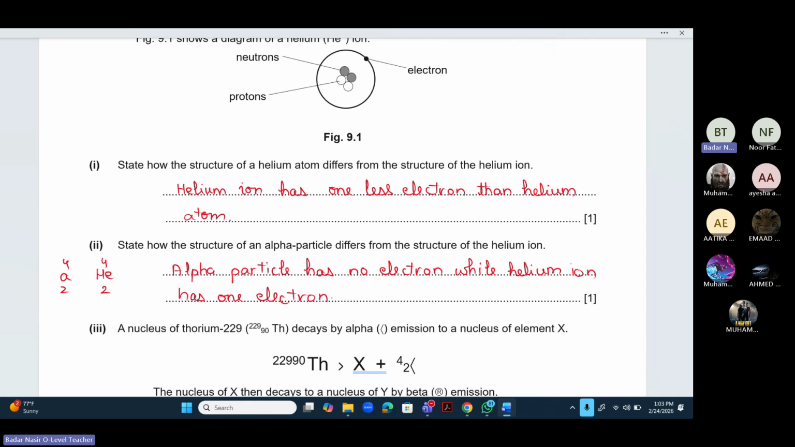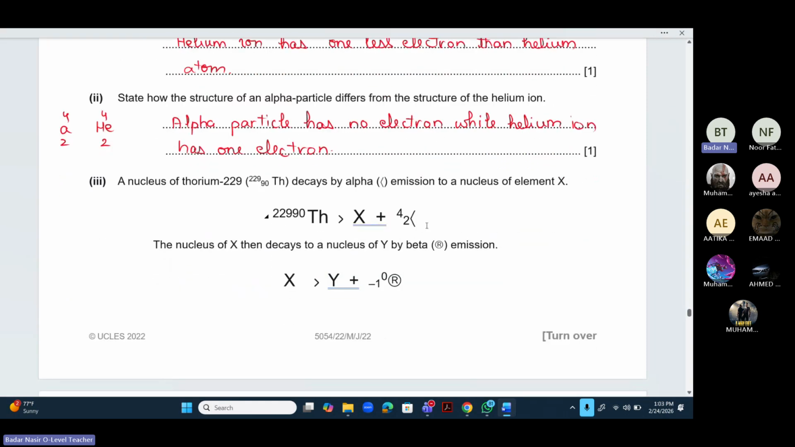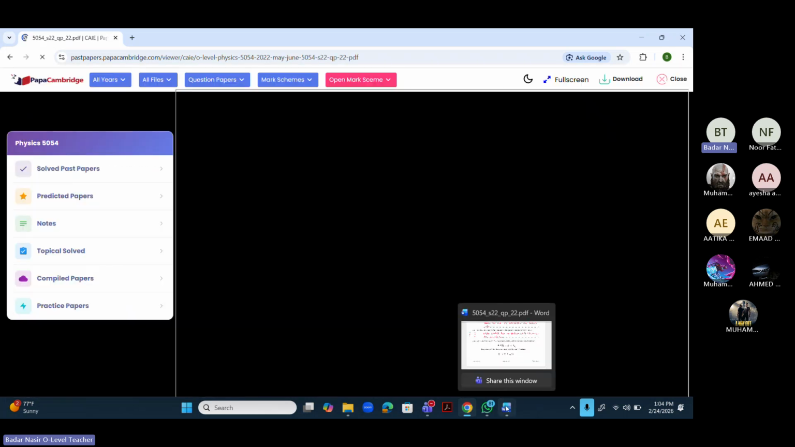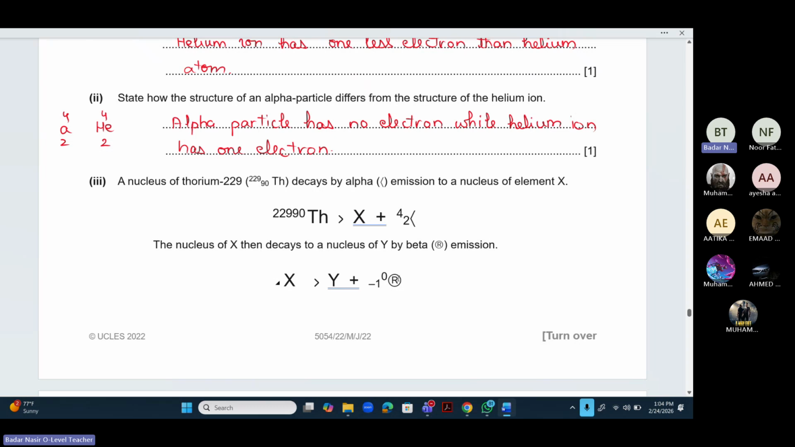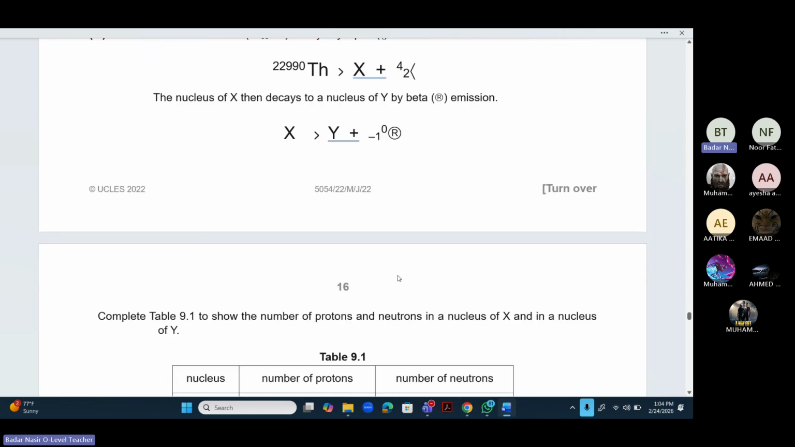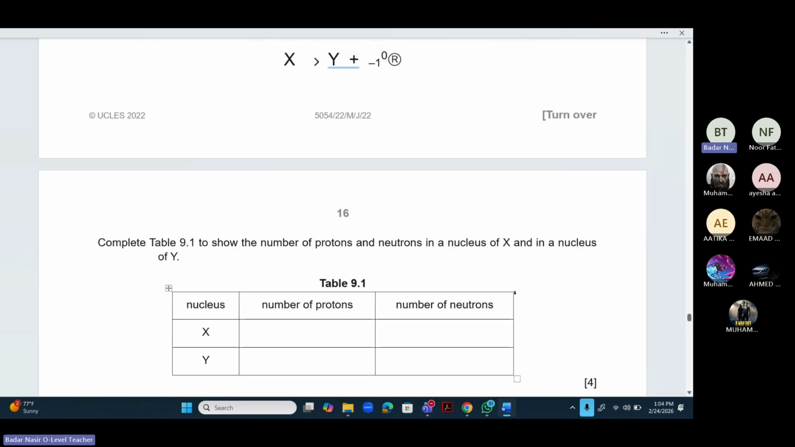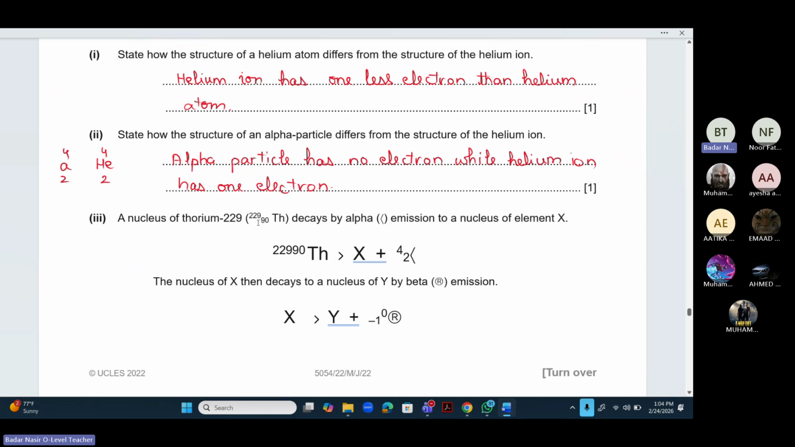Okay. A nucleus of thorium decays by alpha particle emission to a nucleus of element X. ठीक है. The nucleus of X then decays to a nucleus of Y by beta emission. थोड़ा सा ये प्रिंटिंग का यहाँ पे इशू है, let me just open the file. मैं फिर वहां से आप लोगों को देख के बता देता. Nucleus of X then decays to a nucleus of Y by beta emission. ठीक है. Complete table 9.1 to show the number of protons and neutrons in a nucleus of X and in a nucleus of Y. So this is thorium.